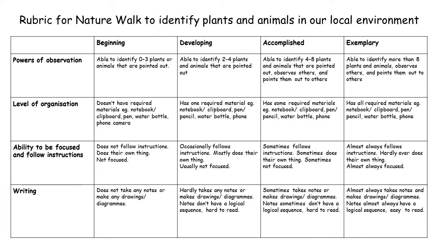Then what kind of organization do they have? Do they actually have the materials they need? We're going for a walk, so if you're going to observe things, you can't expect to remember everything and keep it in your head. You need to write it down somewhere. At least I know I do, otherwise I'll forget everything. So I need a notebook or a clipboard, something to write with, something to keep a record of what I saw, like a phone camera. I need to take care of my health, so I need to stay hydrated and take my water bottle. That's important too. For any kind of field work, you need to be prepared and organized. Third thing, basic following instructions and ability to focus.